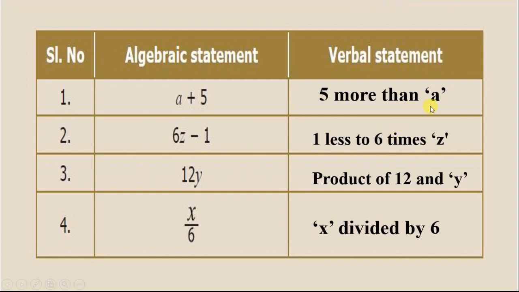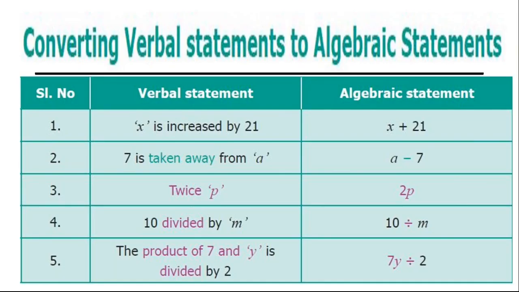Whenever a variable is coming here, a is a variable, z is a variable, y is a variable, x is a variable. Variable means it changes its value, but 5 cannot be changed, 1 cannot be changed, 12 cannot be changed, 6 cannot be changed. They are constants. So a, z, y, and x are variables. Can we move to the next topic here? The next topic is converting verbal statements to algebraic statements.